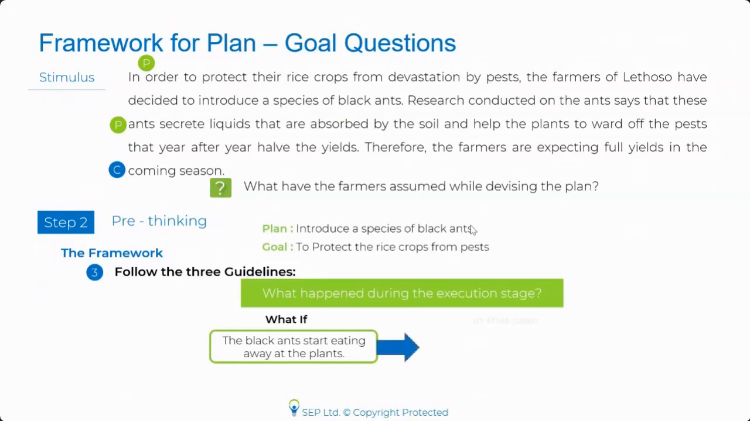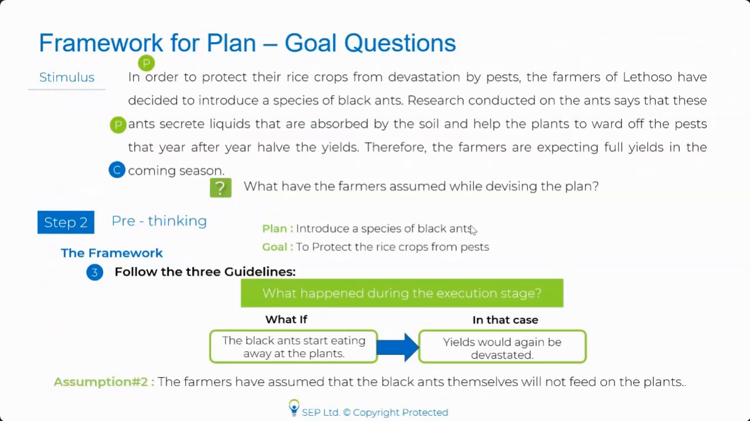Okay, what if the black ants start feeding on the plants? Then again, the yields would be devastated. So the farmers have assumed here that the black ants themselves will not feed on the plants, right? So that's the other assumption made. If the black ants themselves start feeding on the plants, then although they might ward off the pest, the plants would still be harmed.